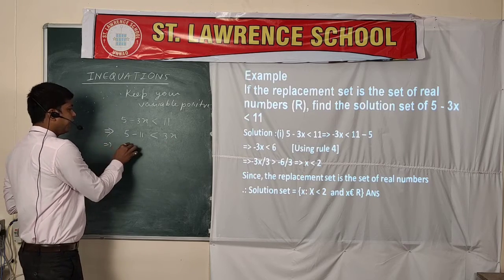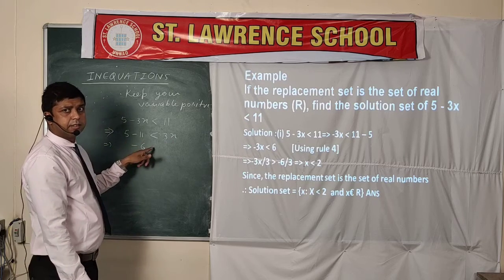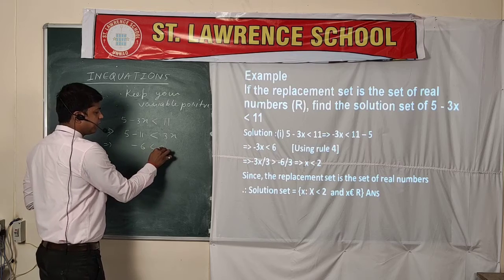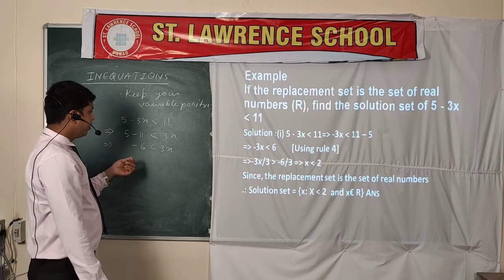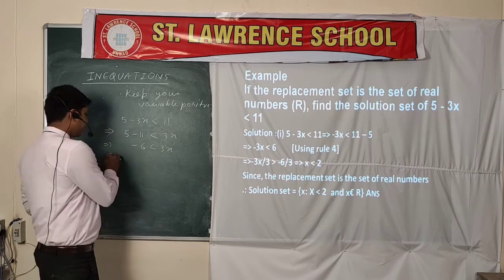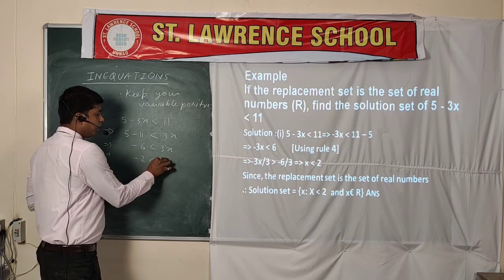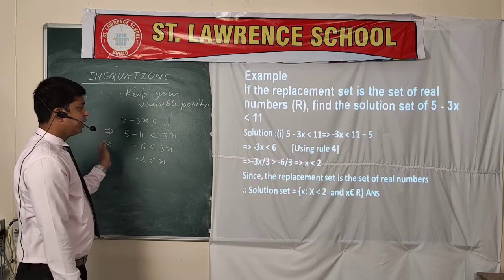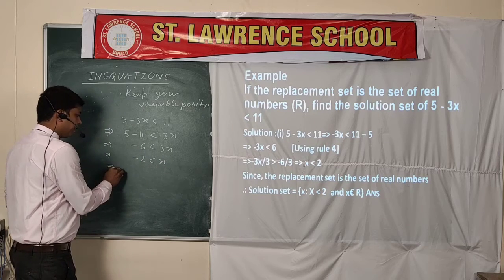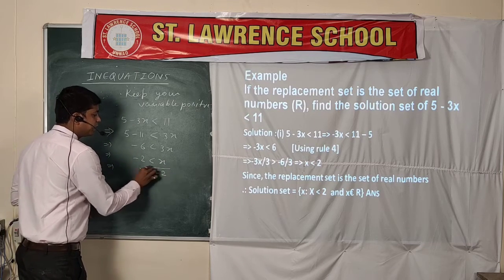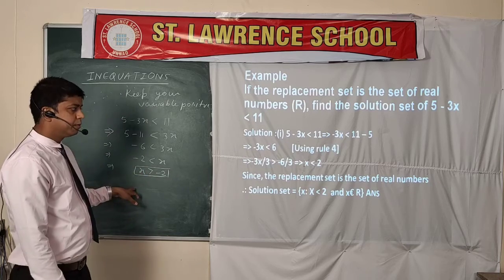Now what does it come to, my dear? 5 minus 11 is minus 6, less than 3x. Now you can divide both the sides by 3. When you divide minus 6 by 3, it comes minus 2. There is no need to do anything else. Your answer is x is greater than minus 2. The inequation has been solved.